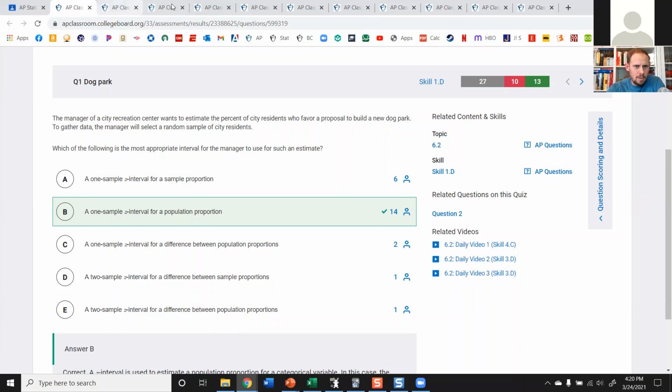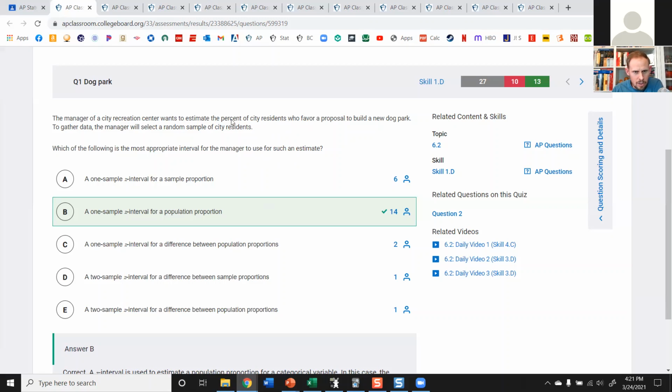So we've got 11 questions or so that we got about half wrong here that I'd like to at least take a look at. All right. So the first one, a lot of these are just definitions, so it's not going to be a lot of calculations. So this was from parts A, I believe. So the manager of a city recreation center wants to estimate the percent of residents who favor a proposal to build a new dog park. To gather data, the manager will select a random sample of city residents. Which of the following is the most appropriate interval for the manager to use for such an estimate?